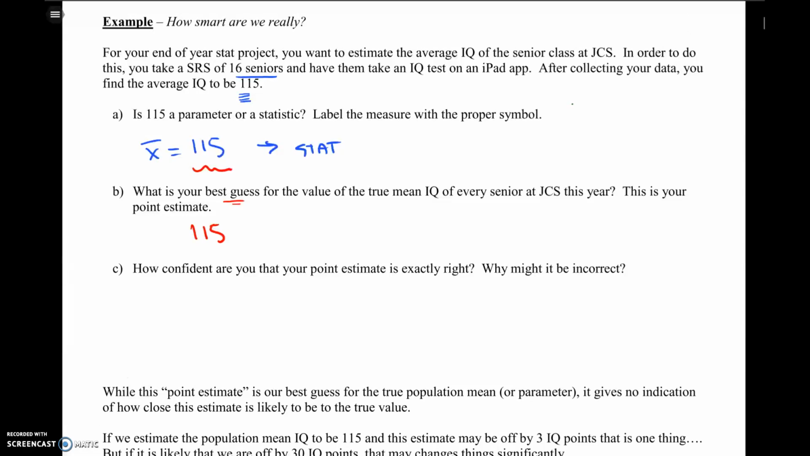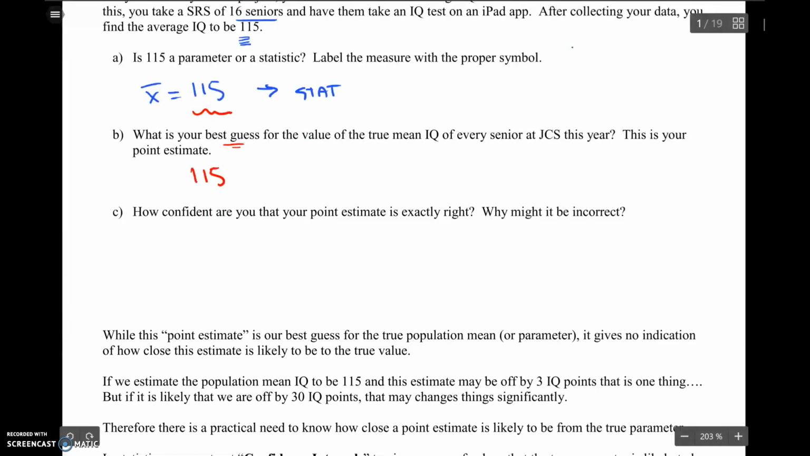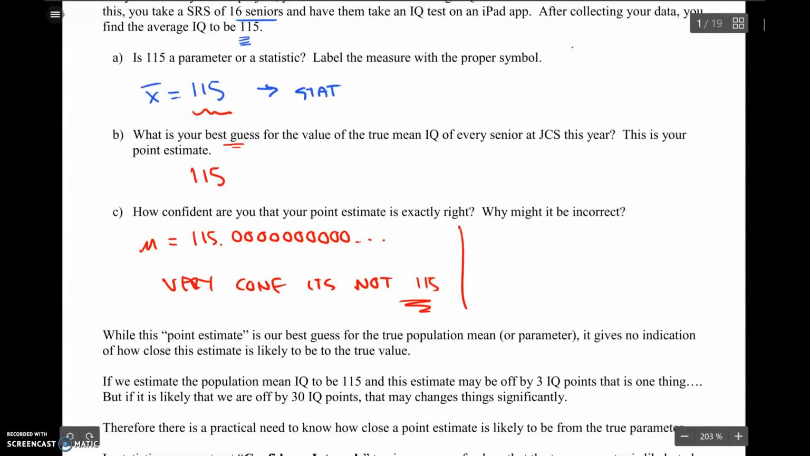How confident are you that this estimate is exactly correct? Well, how confident are we that the true mean is 115.00000000000 with an infinite number of zeros, exactly 115? I would say we are very confident it's not 115, right? It's not going to be exactly 115. The question really isn't a matter of whether it is 115 or not. The question is, how close is it going to be to 115, right?